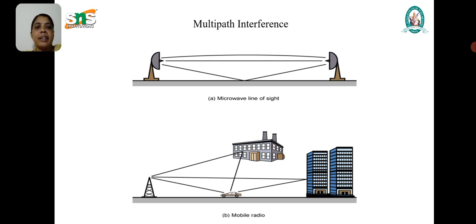One antenna communicates with another one. Then mobile radio can communicate in different directions. Each and every antenna can communicate with homes, cars, other apartments, institutions, etc. Like that they can communicate. That is called a mobile radio station.